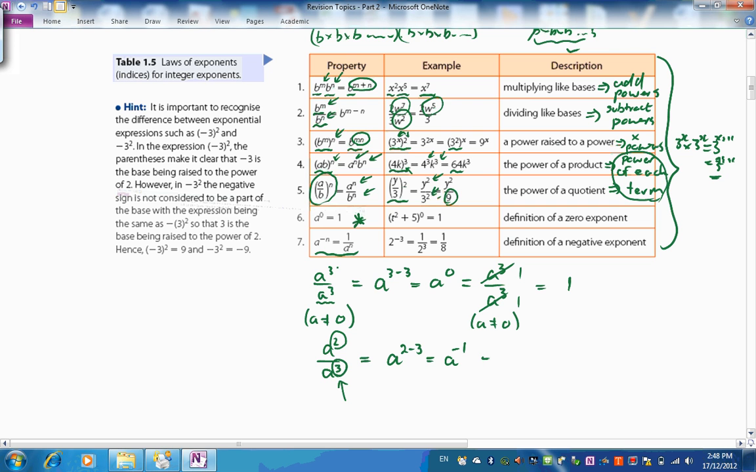And what does it overall mean? Let's do this one and see if we can see what it means. Well, a squared was that and a cubed was that. So if we cancel those and that once, this comes to 1 on a. Aha. I think you can see now that a negative power means that you've got that number of a's still left in the bottom line, because it had more a's in the bottom line than in the top line.